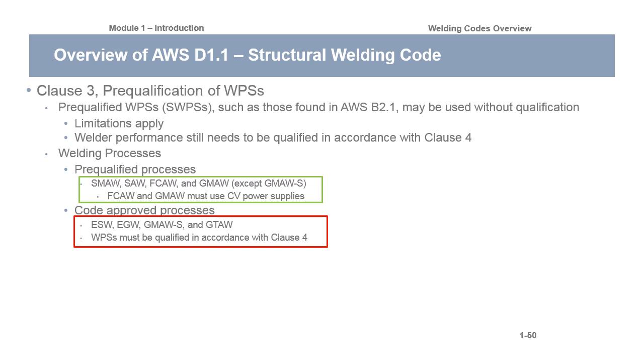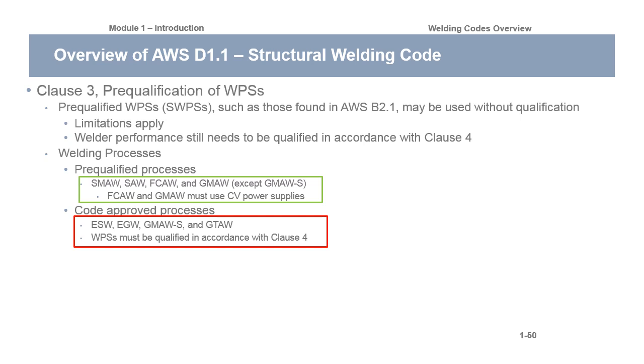There are code approved processes: electroslag welding, electrogas welding, gas metal arc welding short circuit, and gas tungsten arc welding. You can use these in accordance with AWS D1.1. You just can't pre-qualify them. You're done with clause 3 and you've got to go to clause 4, is where you need to go.